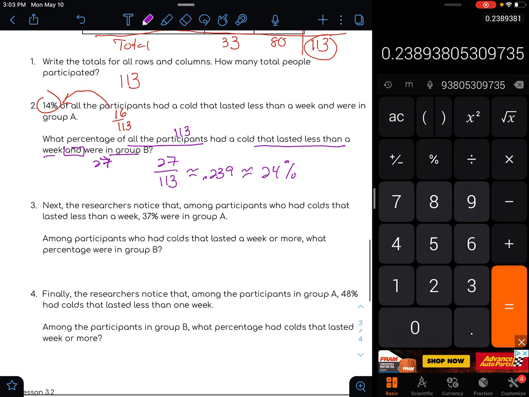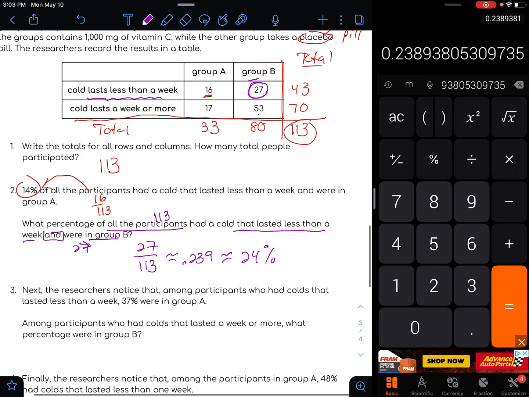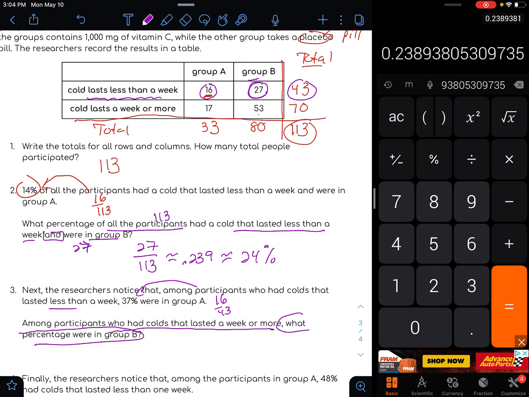Okay, next, the researchers noticed that among participants who had colds that lasted less than a week, 37% were in group A. So if we're choosing from that group, that'd be that 43 number, and 16 of them were in group A. So that 16 out of 43 is where they got that 37% number. All right, our question is, among participants who had colds that lasted a week or more, what percentage were in group B?